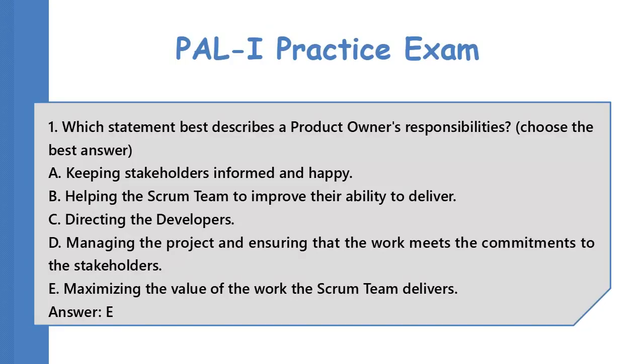1. Which statement best describes a product owner's responsibilities? Choose the best answer. A. Keeping stakeholders informed and happy. B. Helping the Scrum team to improve their ability to deliver. C. Directing the developers. D. Managing the project and ensuring that the work meets the commitments to the stakeholders. E. Maximizing the value of the work the Scrum team delivers.